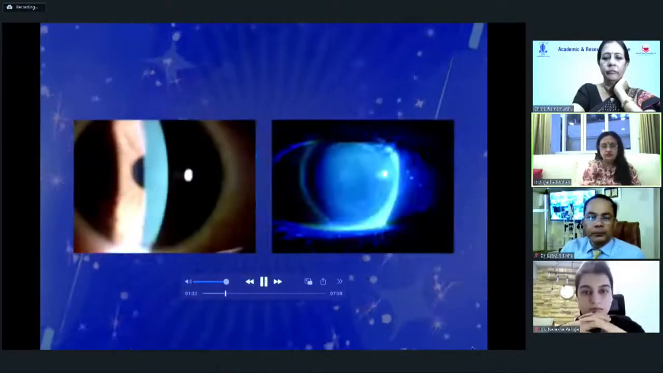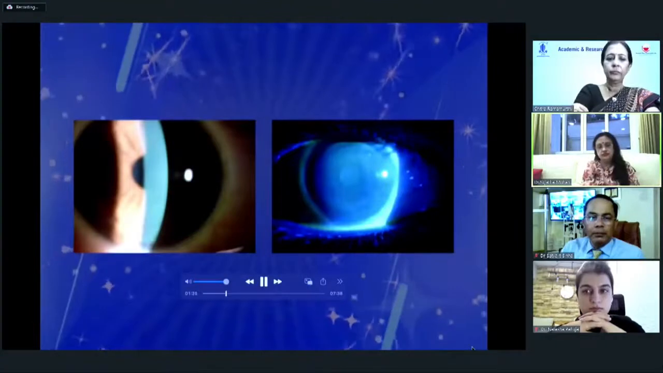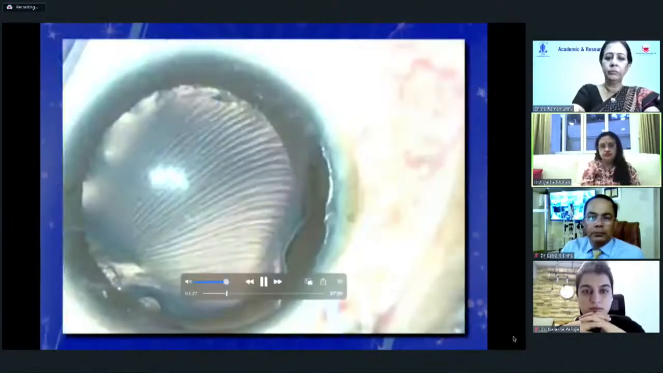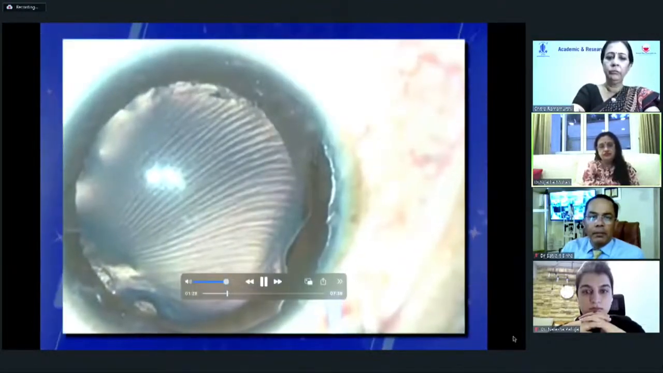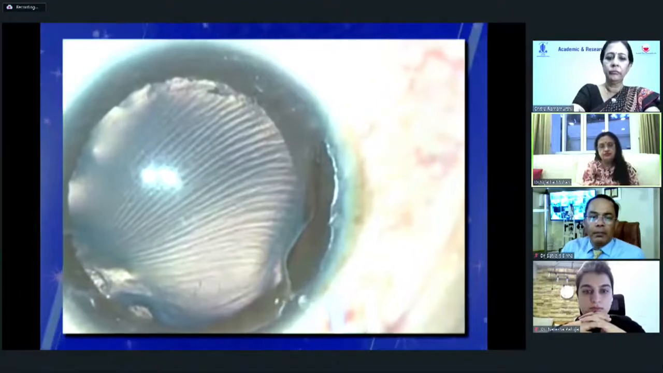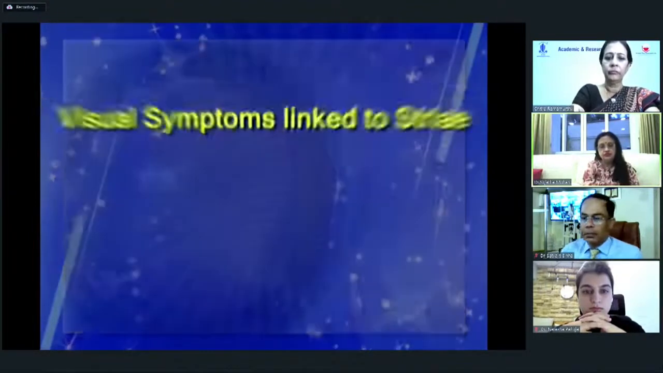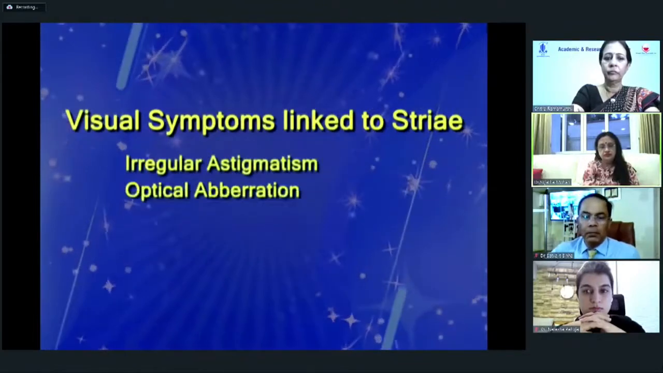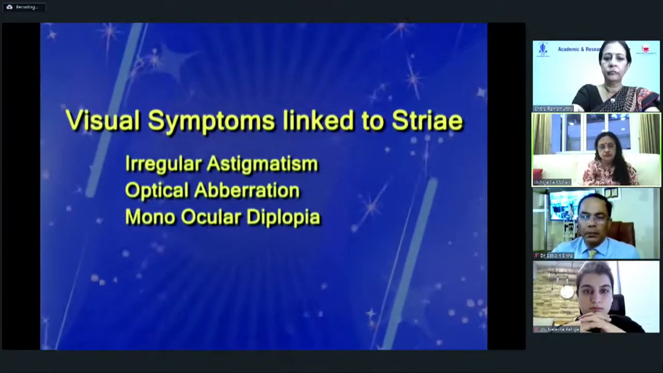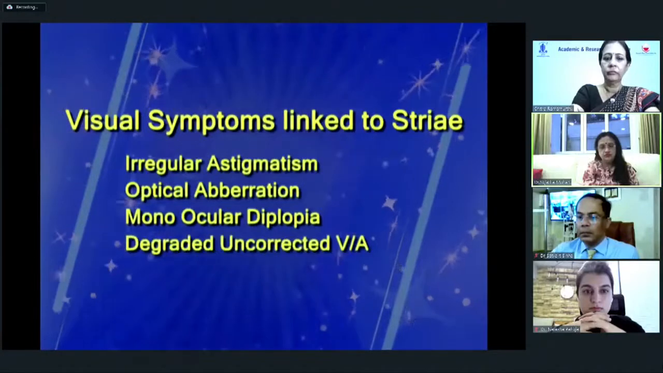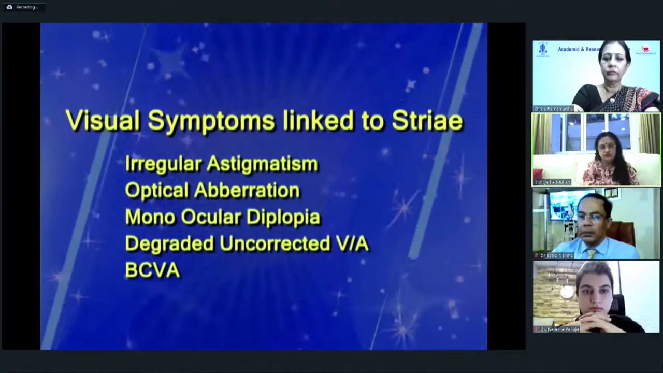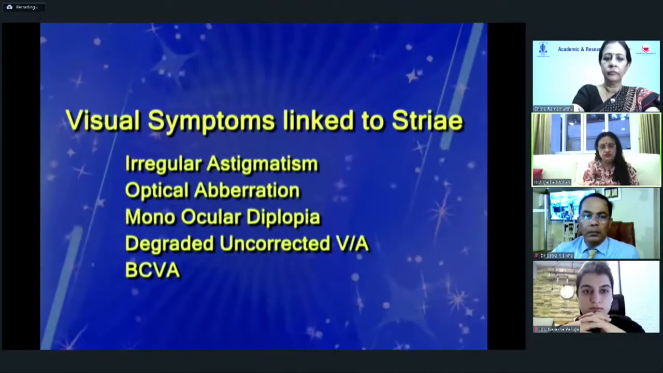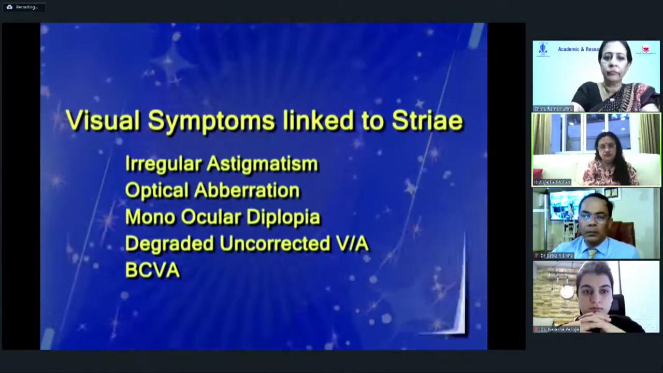Micro or macro striae not causing visual symptoms can be left alone. Flap folds such as this can cause severe visual symptoms and have to be dealt with immediately. Visual symptoms linked to striae include irregular astigmatism, optical aberrations, monocular diplopia, and degraded uncorrected visual acuity and best corrected visual acuity. Early intervention is recommended in these cases.